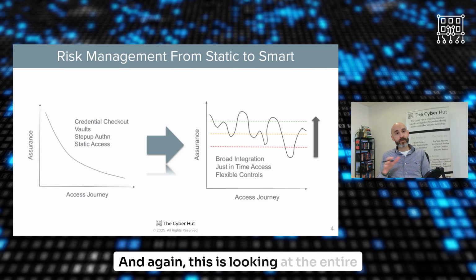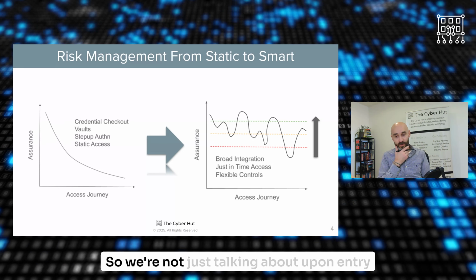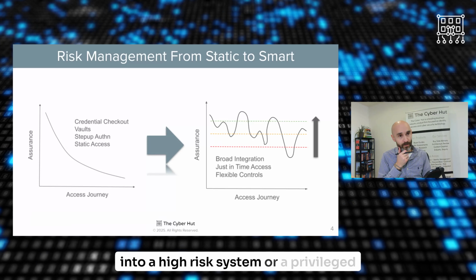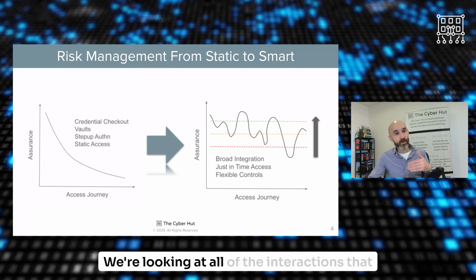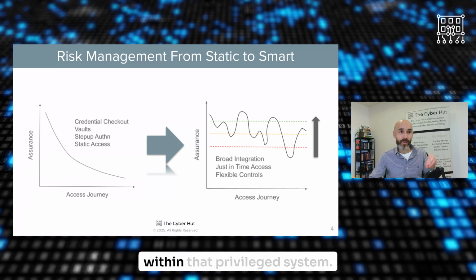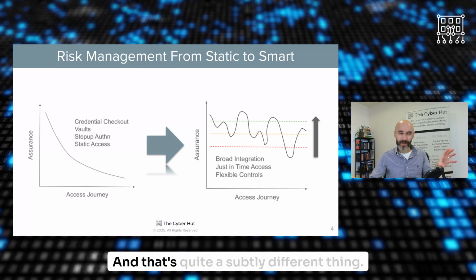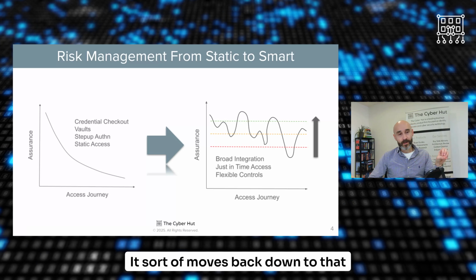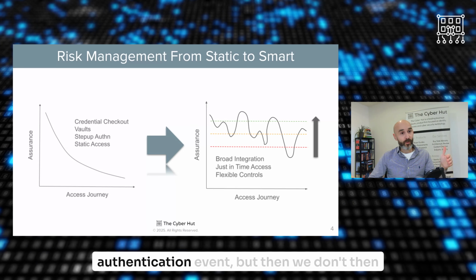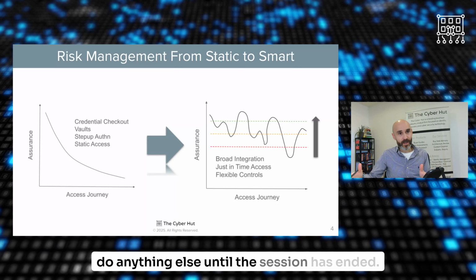And again, this is looking at the entire access journey here. So we're not just talking about upon entry into a high risk system or a privileged system. We're looking at all of the interactions that an account or an identity will then perform within that privileged system. And that's quite a subtly different thing. It sort of moves back down to that traditional aspect of we'd have a very strong authentication event, but then we don't then do anything else until the session has ended.